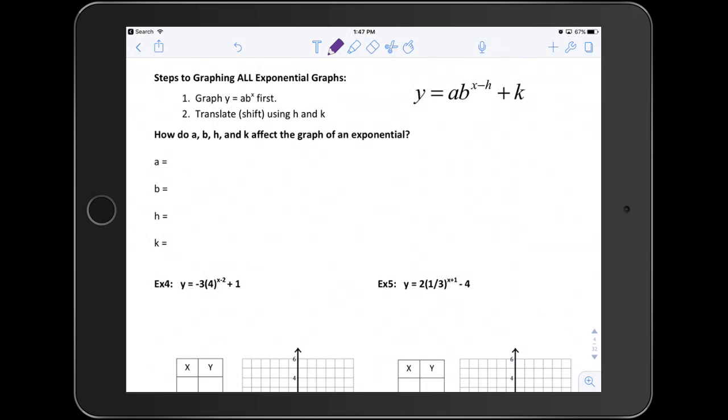Okay, so here's the general form of a translated, or like the all-time kind of exponential graph. The first thing I tend to do is graph the y equals ab to the x first, just like we did in example 1 and 2, and then translate or shift it using that h and k value. It makes it much, much easier as far as I'm concerned.